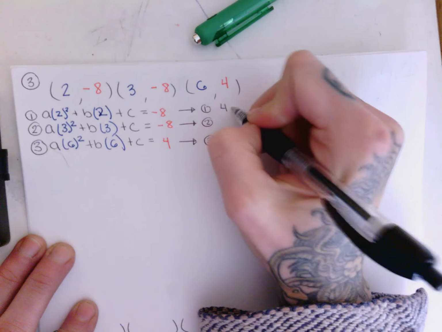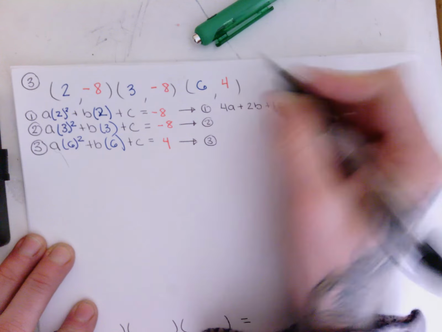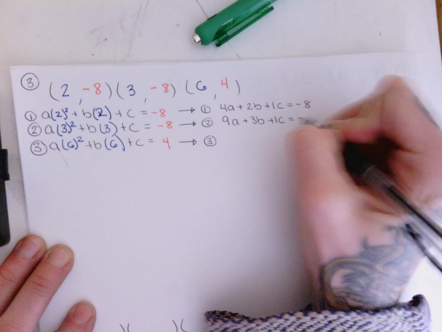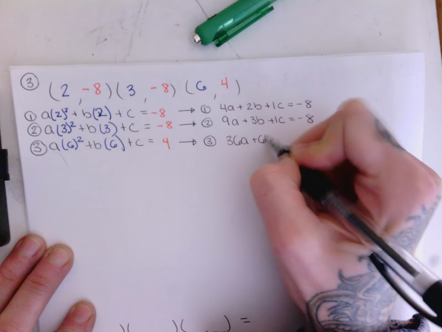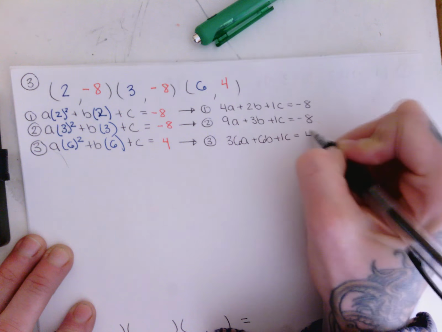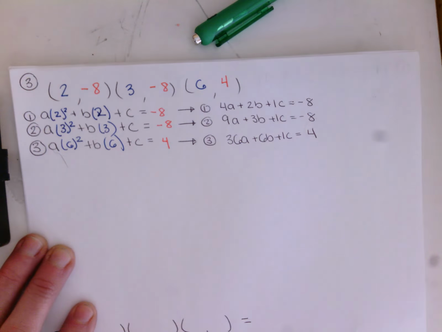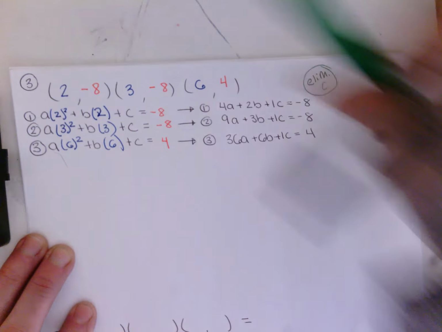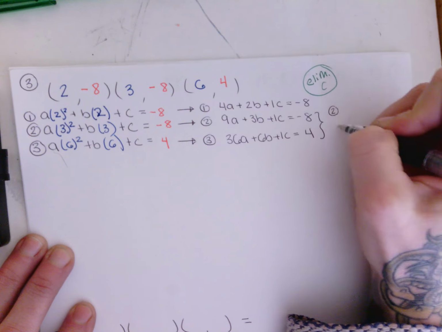So here we've got 4a plus 2b plus 1c equals -8. 3 squared gives us 9a, 3b, 1c equals -8. 6 squared, 36a plus 6b plus 1c equals 4. We are going to use 2 equations to eliminate our first variable. It seems that the common theme is eliminating c is the choice to make. In the interest of space, again, let's do 2 and 3.